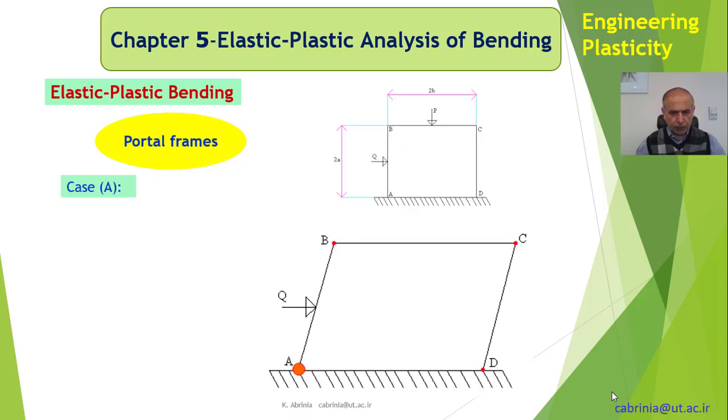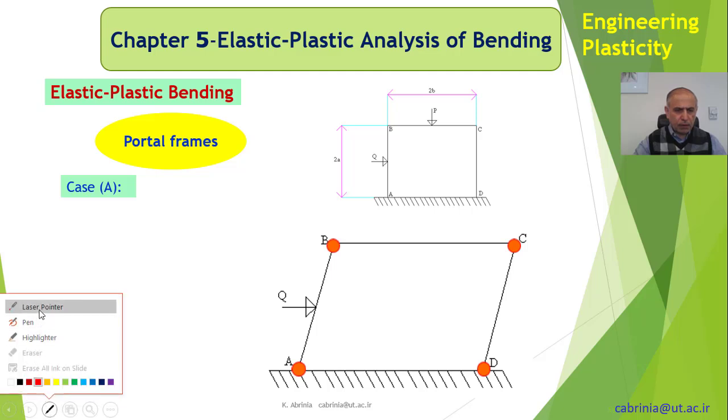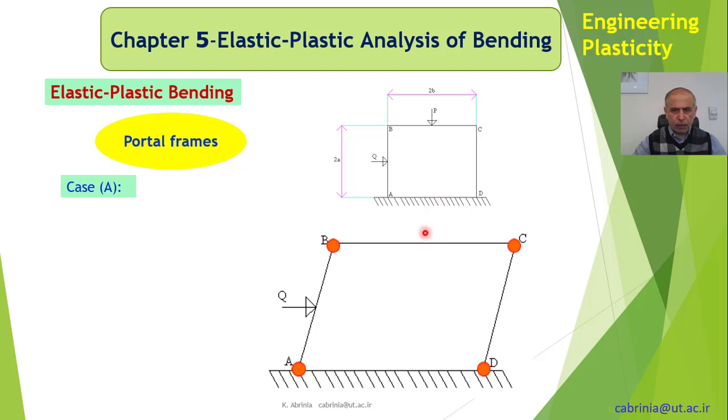Case A. In case A, we are considering the plastic hinges at A, B, C, and D. That's just an assumption. As you can see, we are not considering the vertical load, just the horizontal load. In other words, we are saying that the vertical load does not play any role in the failure or collapse of the structure.